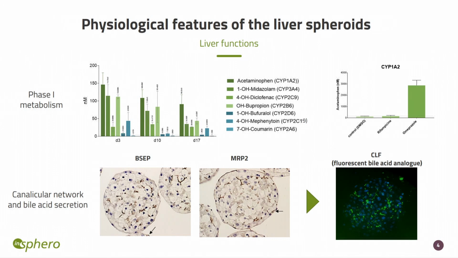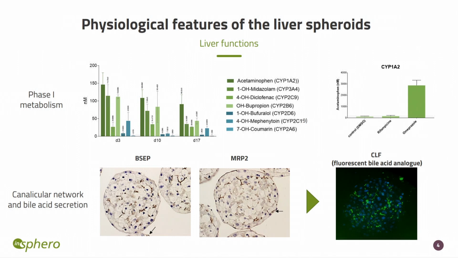As I mentioned earlier, these liver spheroids have maintained many physiological features of a liver. Among others, we have the phase 1 metabolism. We don't only have the expression of cytochrome P450 enzymes, they are also tested to be active over extended time, and they are also inducible.